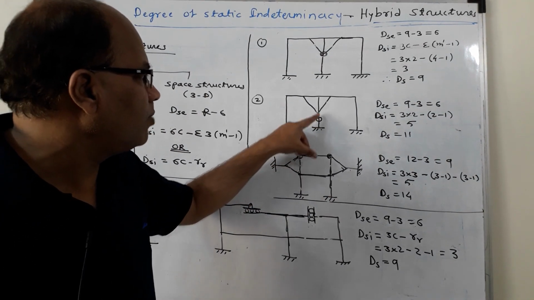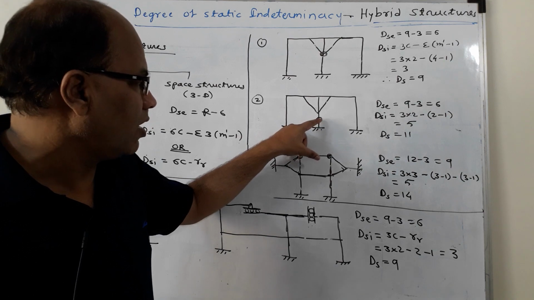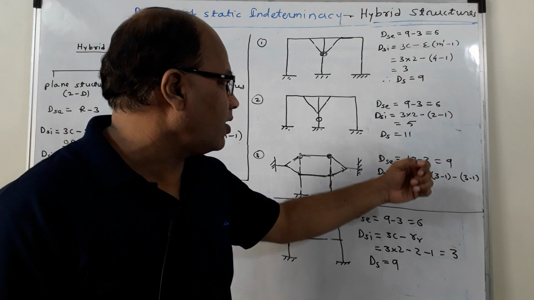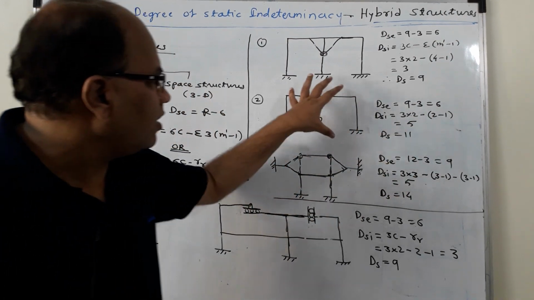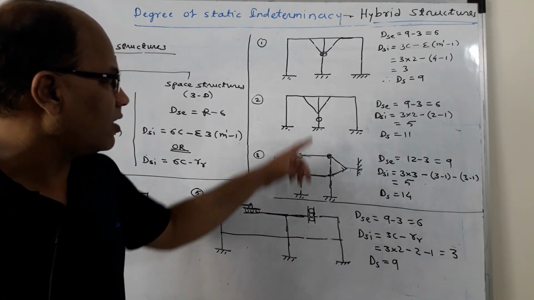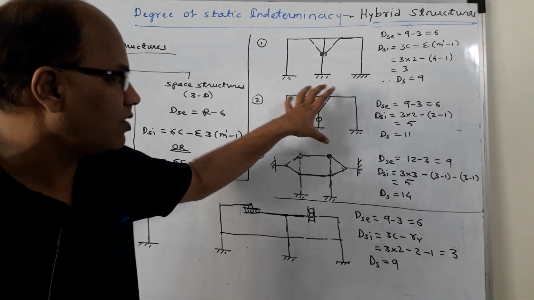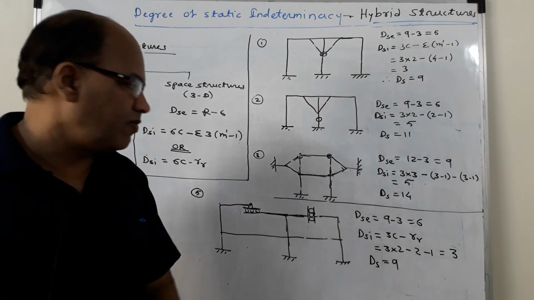So there are only 2 members meeting at this joint, hinge joint, and that is why m dash minus 1 is 2 minus 1, and this total becomes 5. So 6 plus 5 is 11. 11 is the degree of internal static indeterminacy, DSI is equal to 11. It is the degree of static indeterminacy for this given frame.